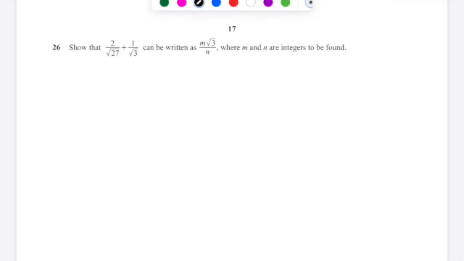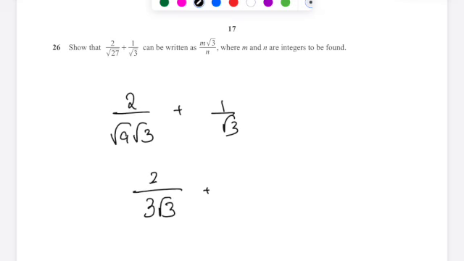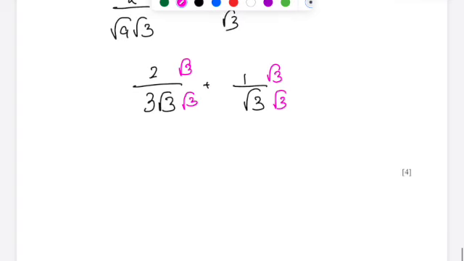So this can be written in this form. 2 upon square root of 27. 27 can be written as 9 times 3. 2 upon 3 root 3 plus 1 upon 3. I multiply and divide with root 3. Root 3, root 3 and root 3. So I get 2 root 3 by 3 times 3 plus root 3 by 3.